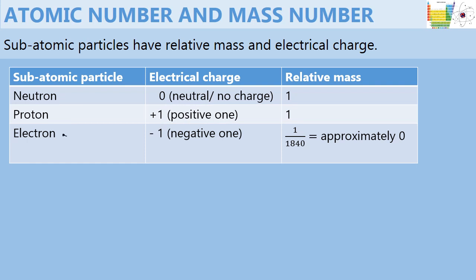An electron has an electrical charge of negative 1 and a relative mass that is approximately 0. It is usually calculated as 1 divided by 1840. You could calculate that with a calculator, but it's approximately 0.